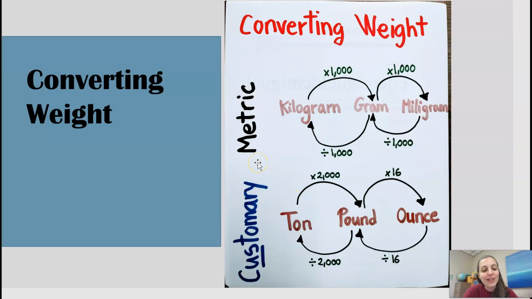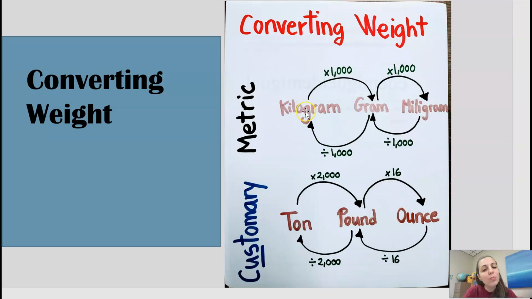We have two different systems. We have the metric system, that is going to be kilogram, gram, and milligram. And we have the customary system, that is going to be ton, pound, and ounce. How can we compare one unit to the other unit? All those words, kilogram, gram, milligram, ton, pound, and ounce, those are units. Units of weight. Weight es peso, son unidades de peso.